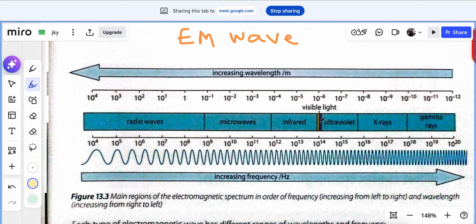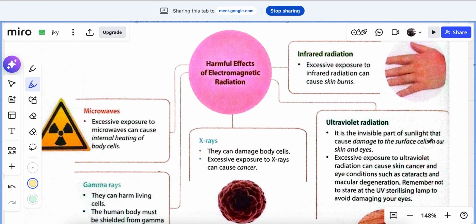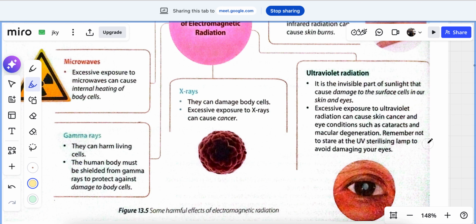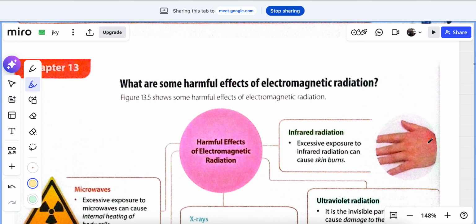So if you're going to be a medical researcher, we go through some of the harmful effects of electromagnetic waves. Not all is good news. It also has some harmful, some dangerous side. Now let's take a look at them one after the other.